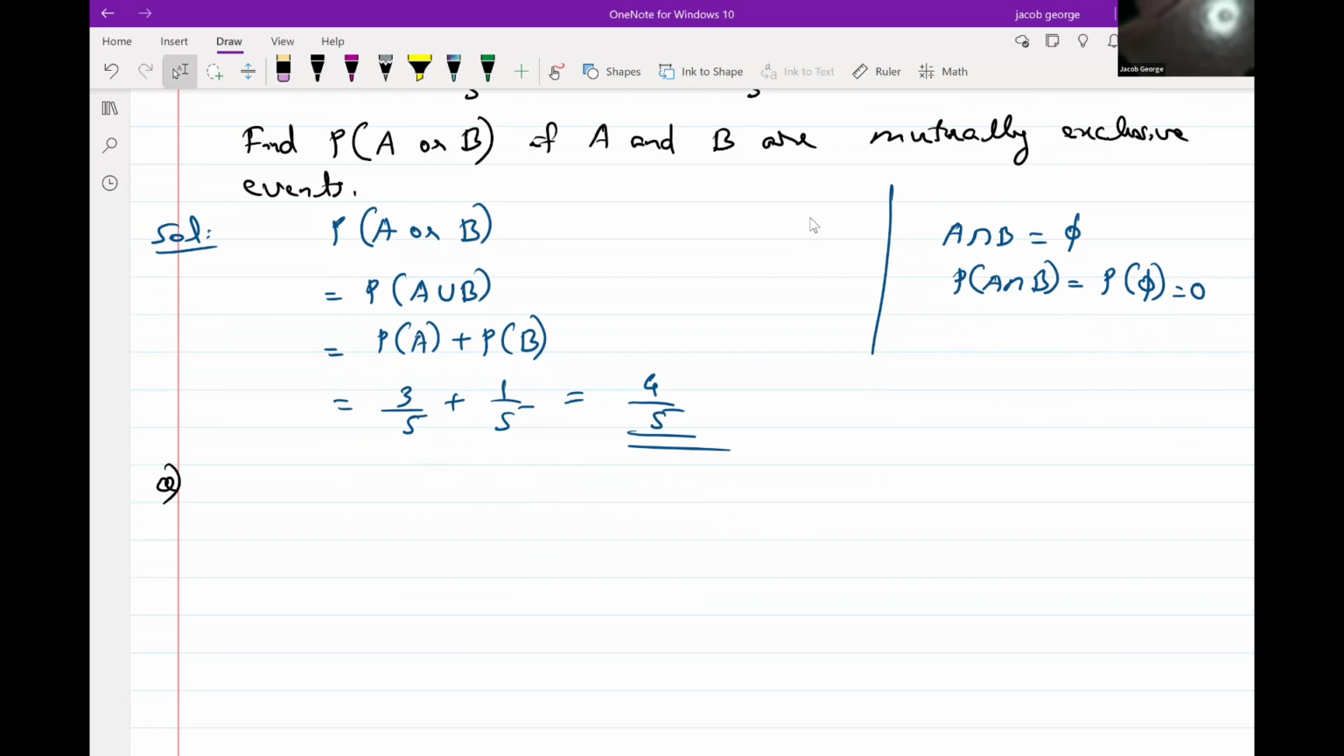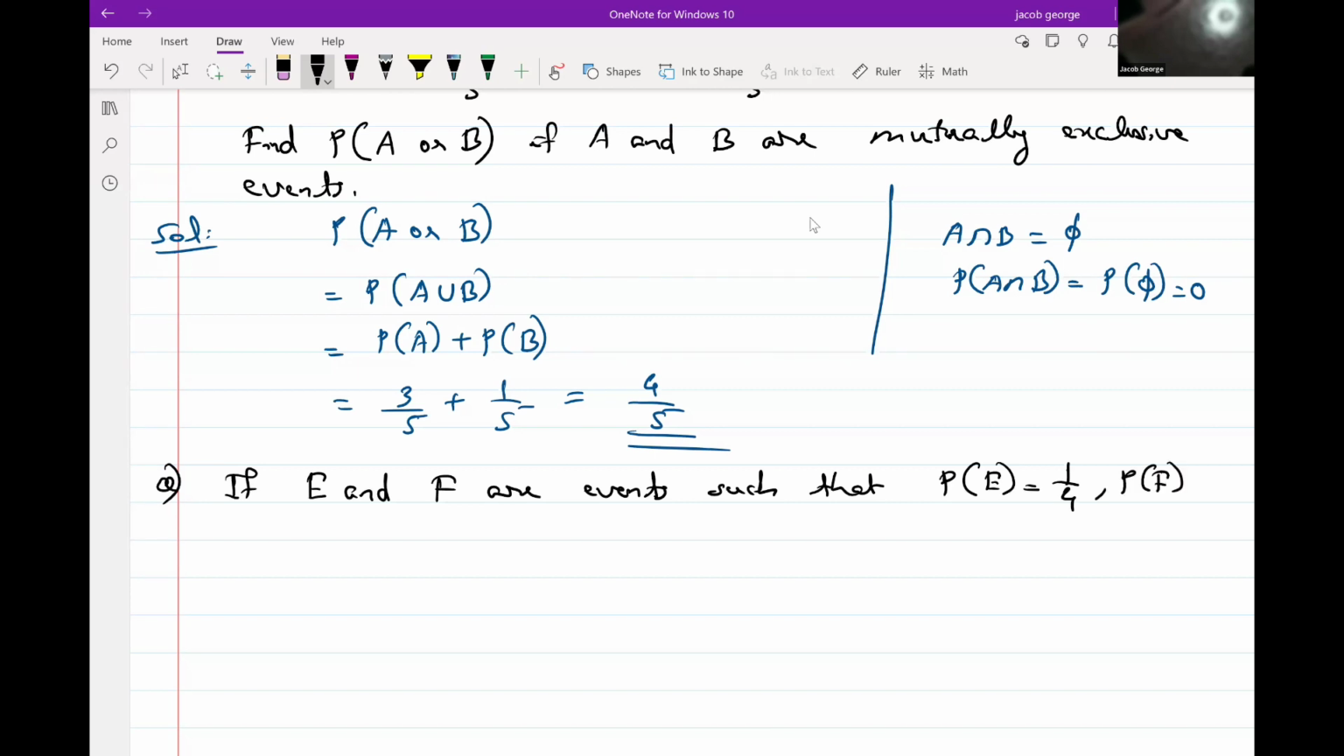If E and F are events such that P of E is equal to 1 by 4, P of F is equal to 1 by 2, and P of E and F is equal to 1 by 8.